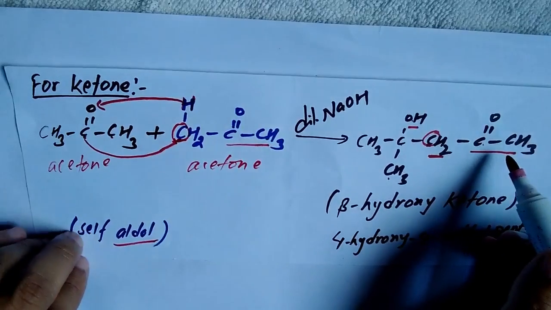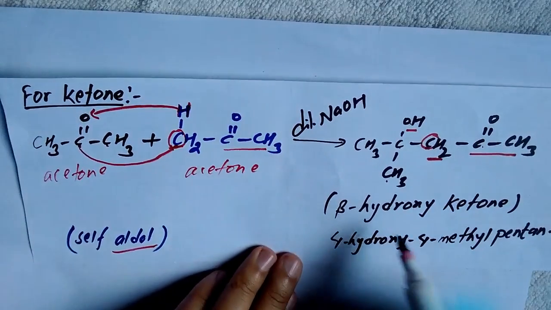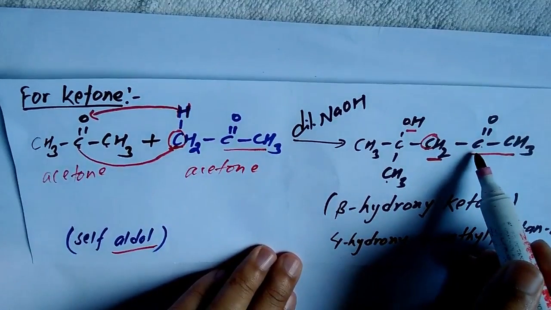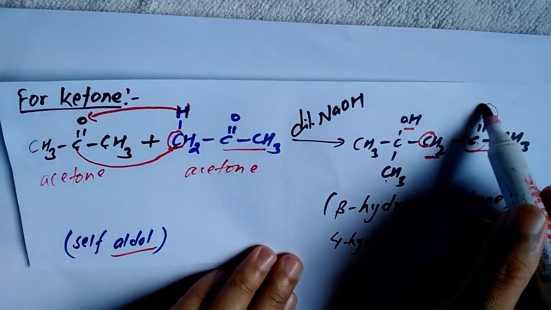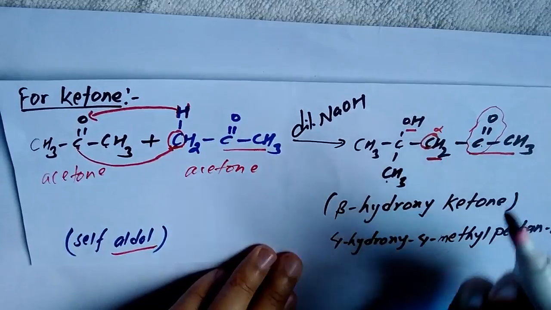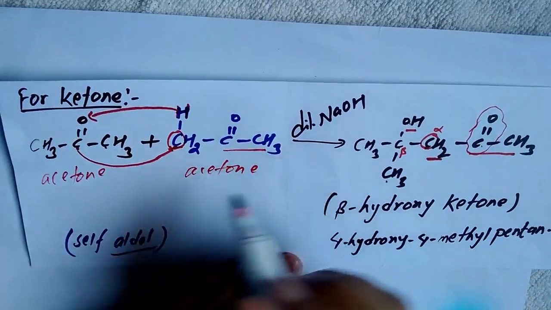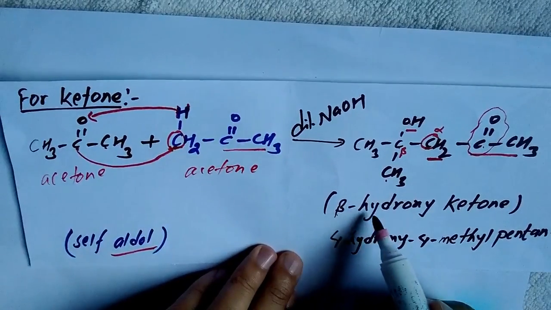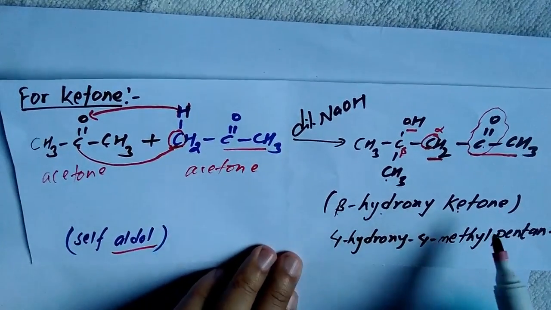So what is the name of this compound? This is the beta hydroxy ketone. This is the functional group, and this is the alpha carbon, and this is the beta carbon. So in beta position there is a hydroxy group, so beta hydroxy ketone.